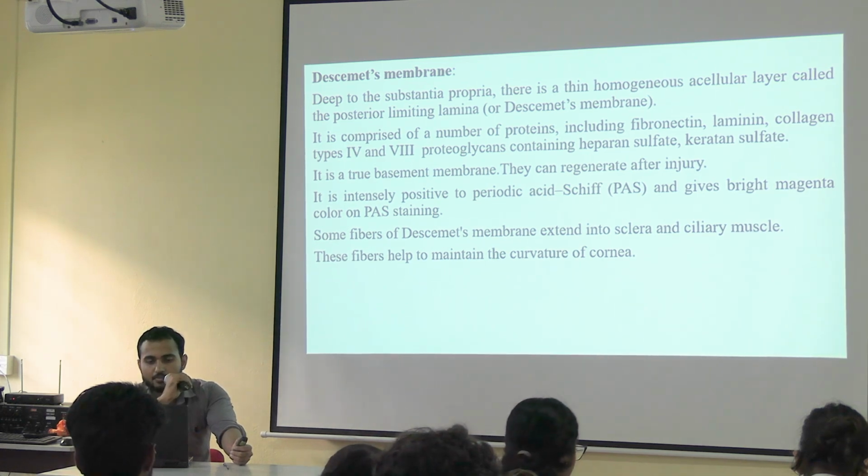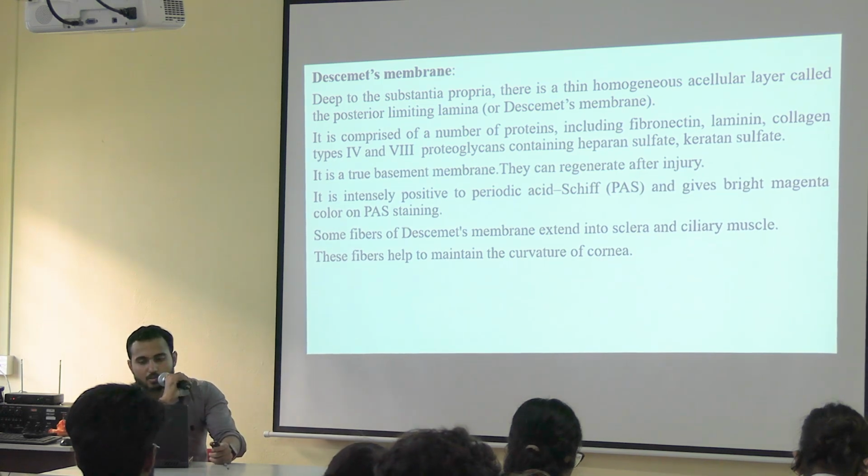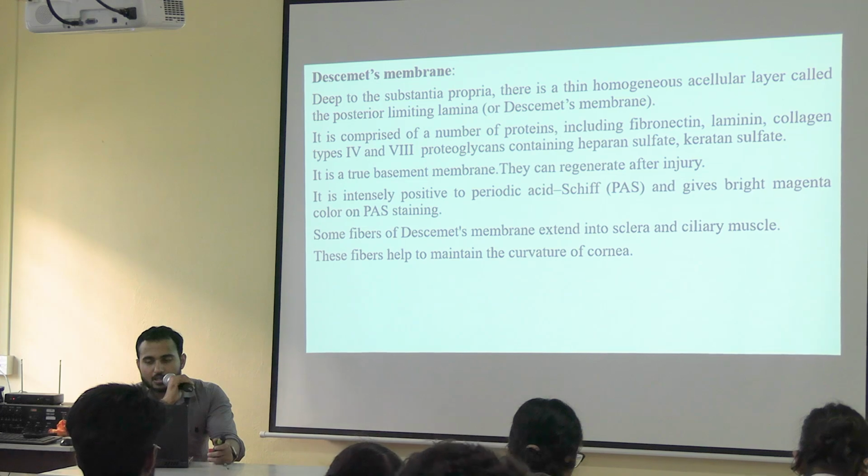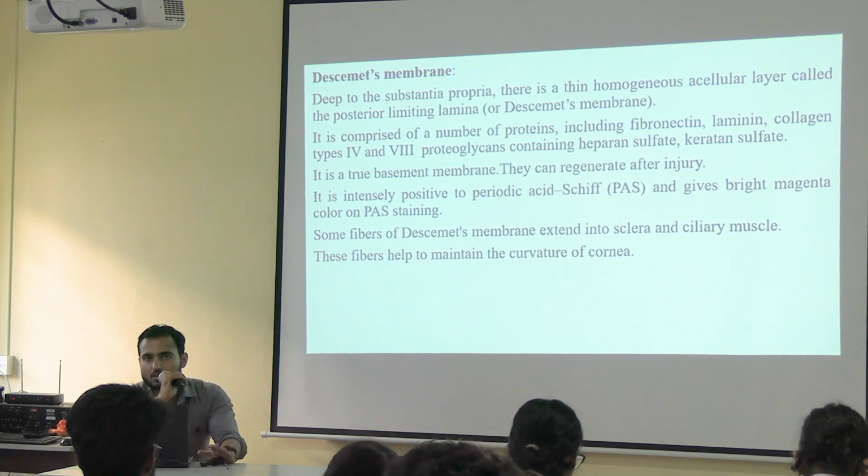Now some fibers of the Descemet membrane extend to the sclera and the ciliary muscle. The fibers help to maintain the curvature of the cornea. The cornea is convex in nature, and that convexity is maintained by the Descemet membrane.